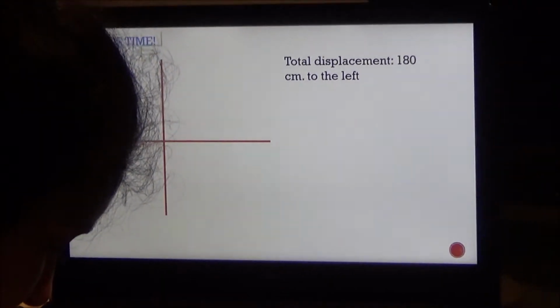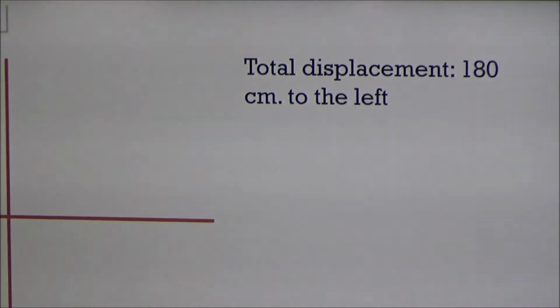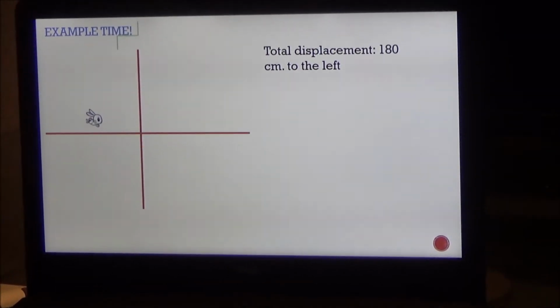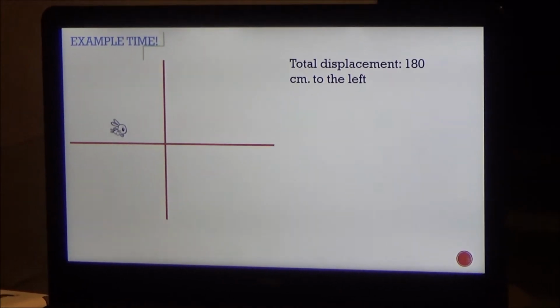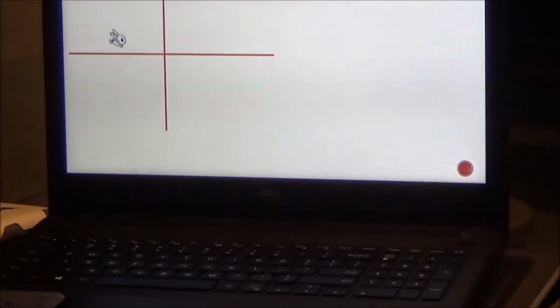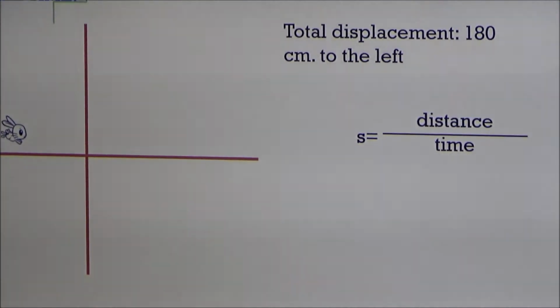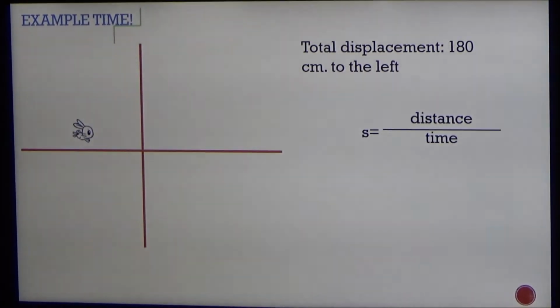The second question that it asks us is, the time elapsed was 16 seconds. What was the rabbit's average speed? So, to calculate the speed, we already said that it's distance divided by time.